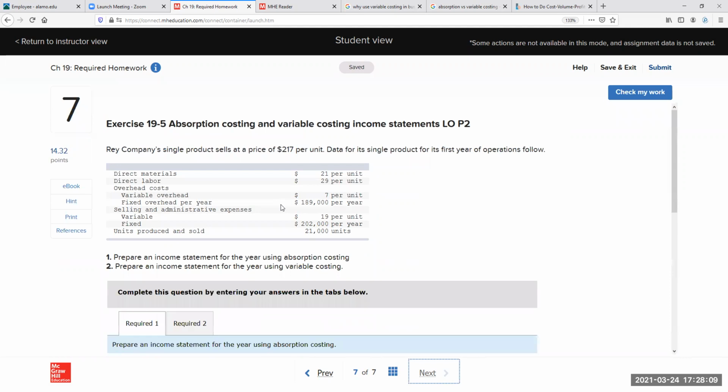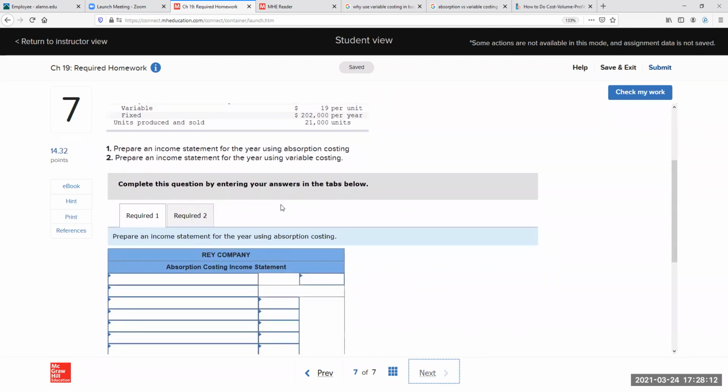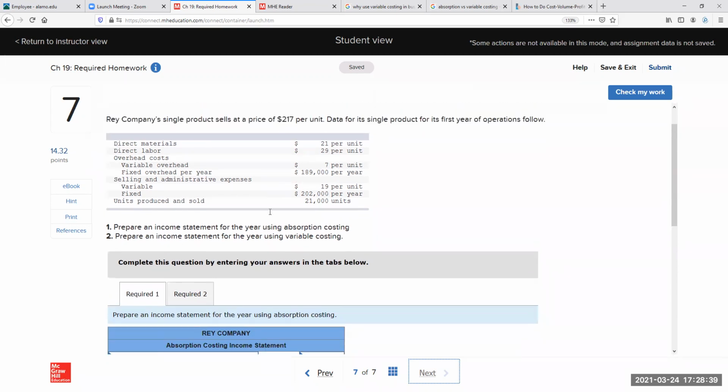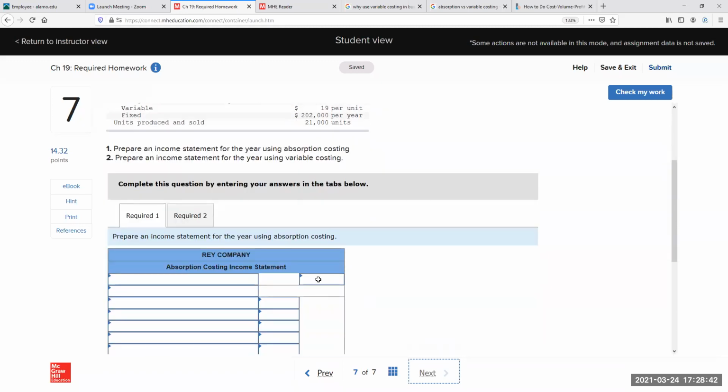There's only 7 problems in here. Absorption costing. So now it wants to do an absorption costing income statement. So 217 times how many did we sell? Produced and sold 21,000. So 21,000 times the sales price of 217. Wow, is it that big a number? So I have sales of 4,557,000.